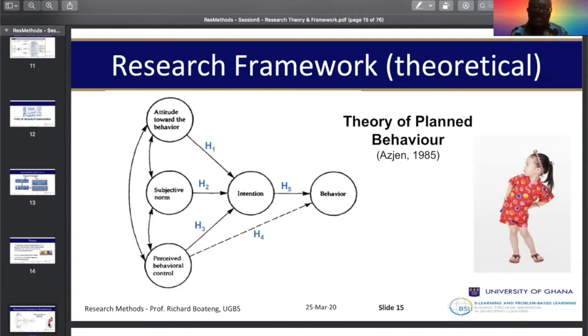Now, Ajzen says that even though you have a favorable attitude, when you assess, for example, now I'm leaving the theoretical state to a conceptual state, where I want to apply the theory of planned behavior to look at why students visit the Accra Mall as an intended behavior. Students are likely to visit the Accra Mall because they have a favorable attitude towards that particular behavior. What do I mean by favorable attitude? They know that Accra Mall has sales going on. They know that Accra Mall is a place for hanging out. So you're social, so you may want to go there because you may get certain benefits from that place or to buy something.